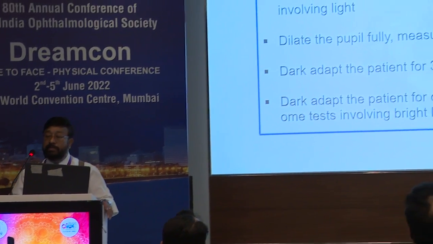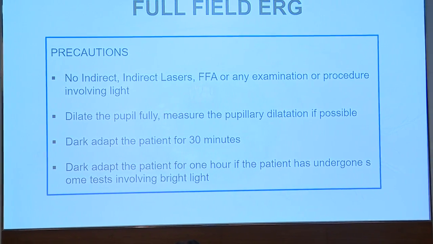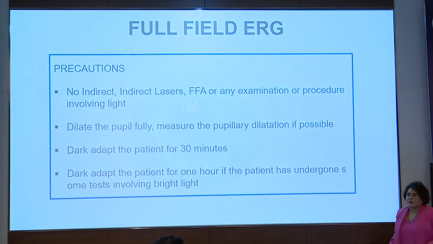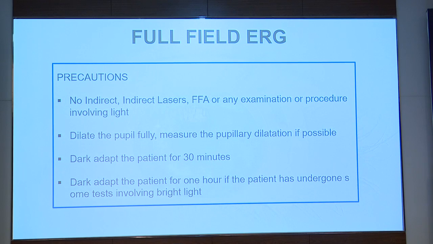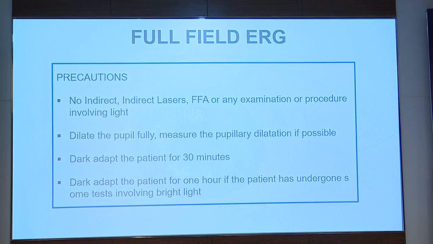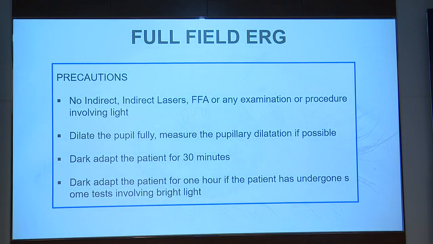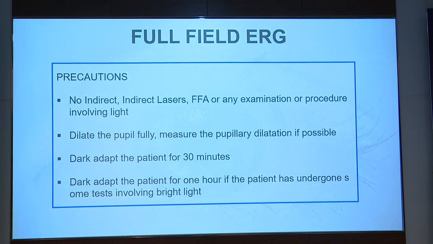Friends, now you have learned about different kinds of electrodes and the machines and everything. So one of the most important tests that is done in ERG is full field ERG. You have to take the precaution that you do not do any test that puts light into the eyes of the patients, like indirect ophthalmoscopy or lasers or fundus fluorescein angiography, or any examination for that matter. You must dilate the pupil fully, and it is better if you can measure the pupil, because many a times we have to calculate how much light entered into the eye.